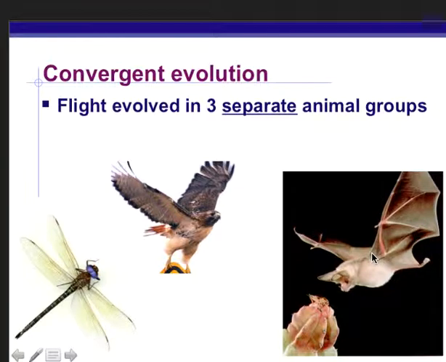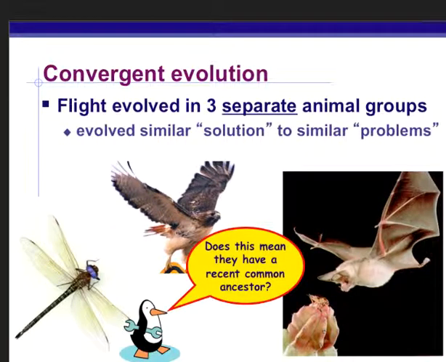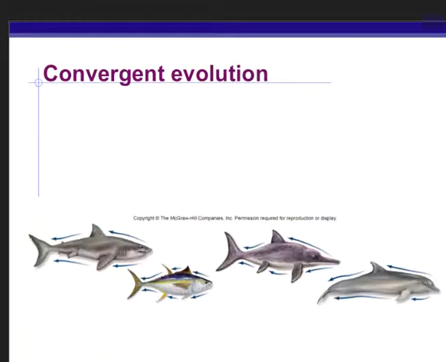So do they have a recent common ancestor, all of these? And the answer to that is no, not particularly. You'll have a common ancestor with bats and humans before you'll have a common ancestor with bats and birds. So this is what we call convergent evolution. Things that do similar functions, but they didn't come from an immediate common ancestor. So evolved similar solutions to similar problems, analogous structures again, same thing.